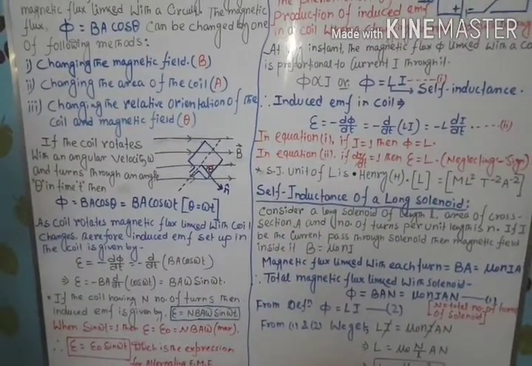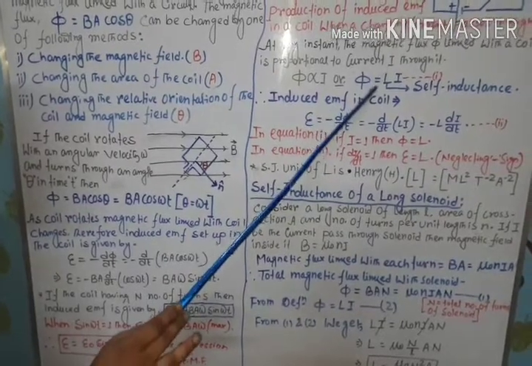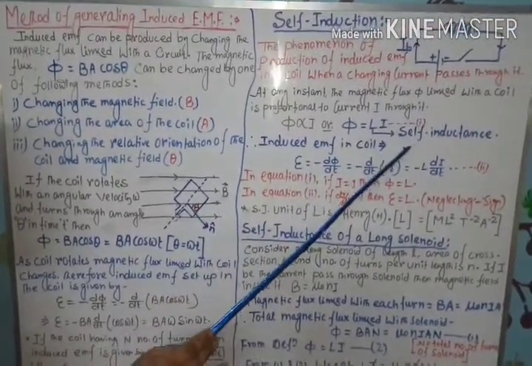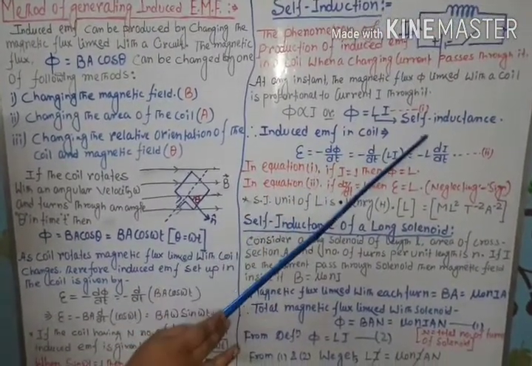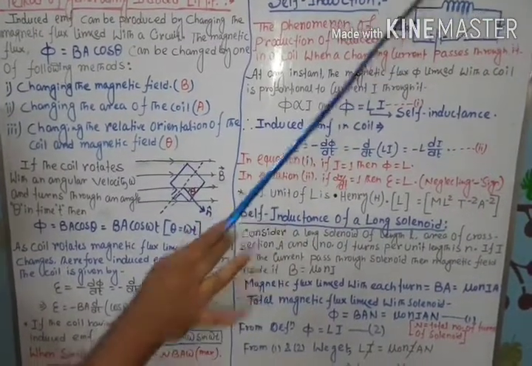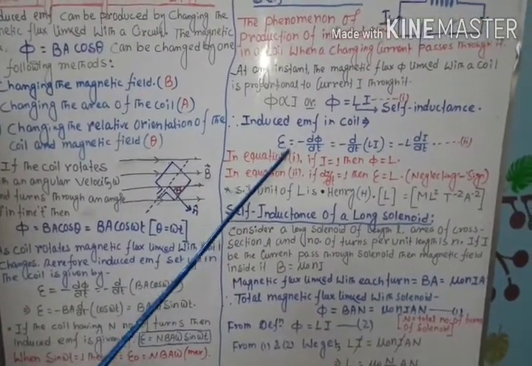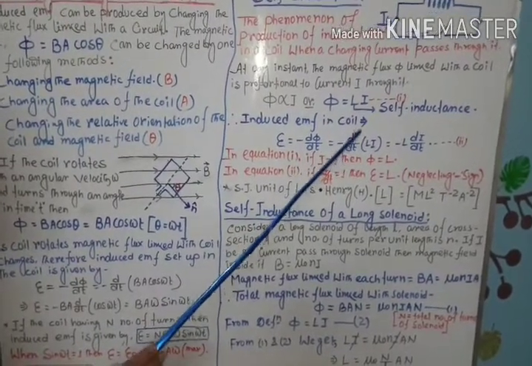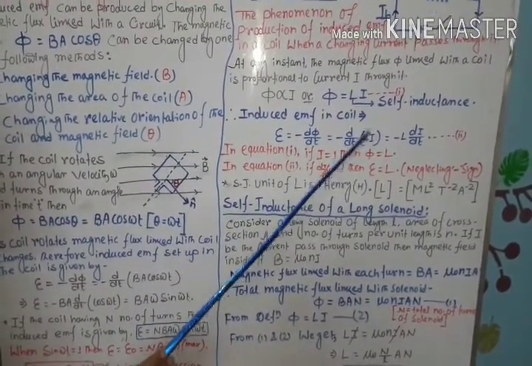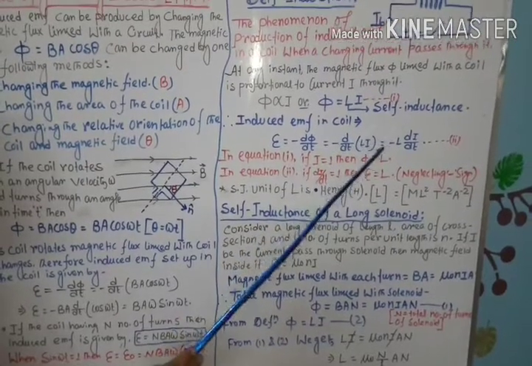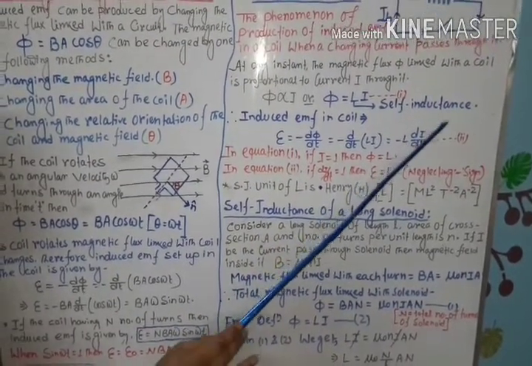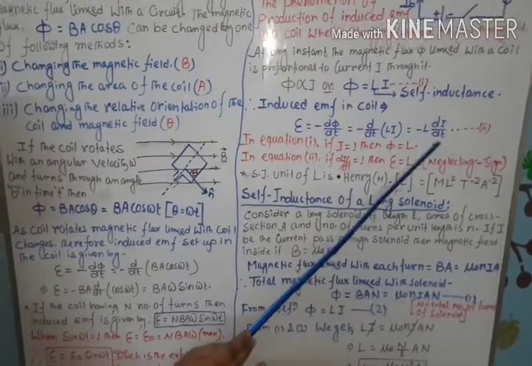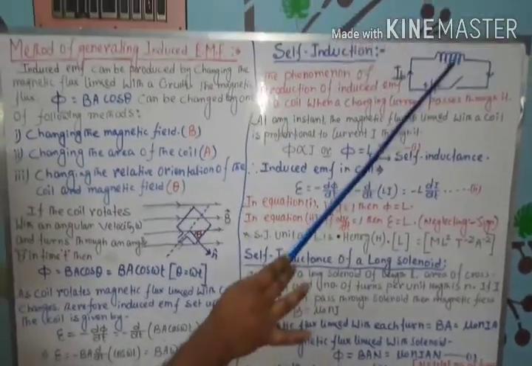Okay, so now if this magnetic flux linking with the coil changes, then from Faraday's second law, the induced EMF across the coil is given by E equals minus d phi by dt, which is equal to minus d/dt of L I. L is constant, so it moves out of the differentiation, that's why E equals minus L dI by dt.